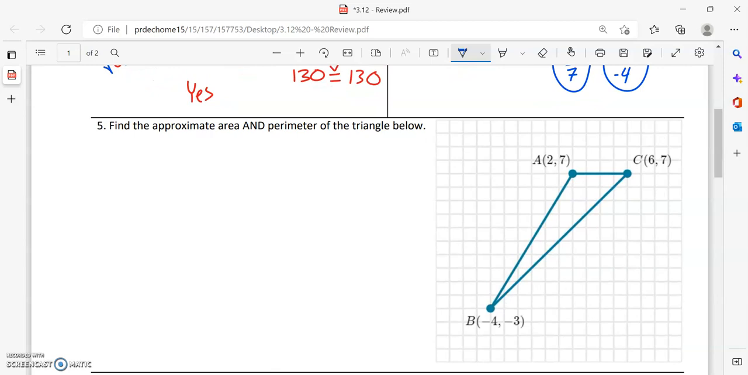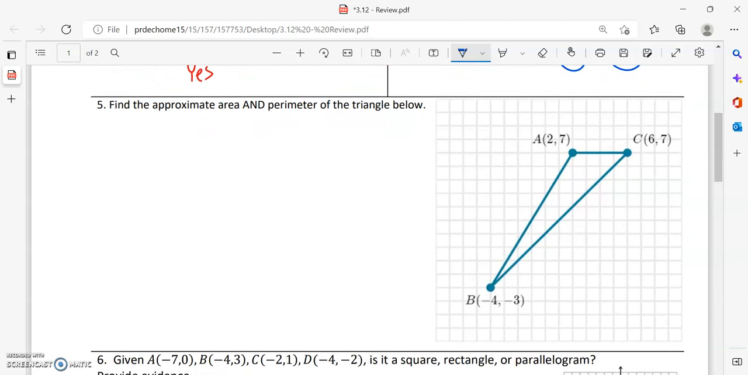All right. Question 5 has 2 questions. Find the approximate area and perimeter of the triangle below. So I like to just draw a box around my shape.